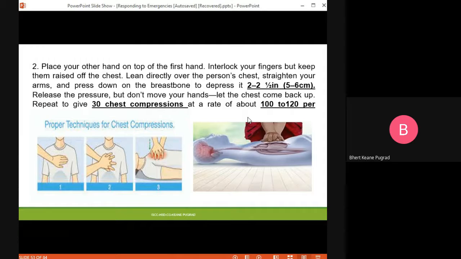So repeat to give 30 compressions at a rate of 100 to 120 per minute. So paano yung counting natin dito? Diretso na lang.